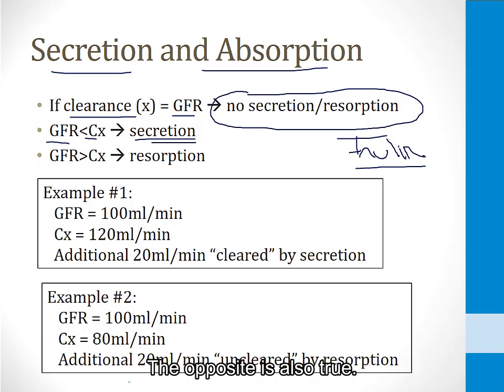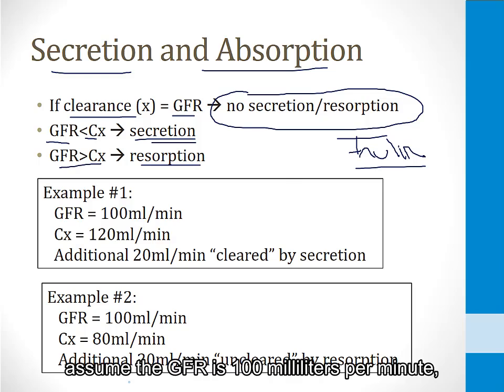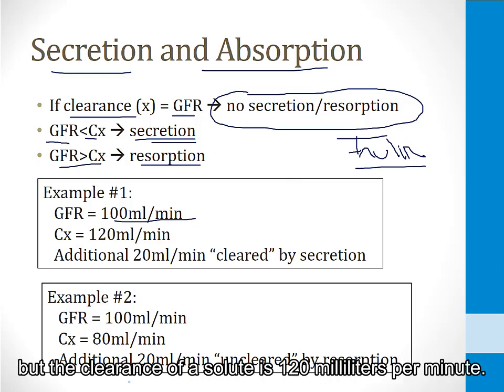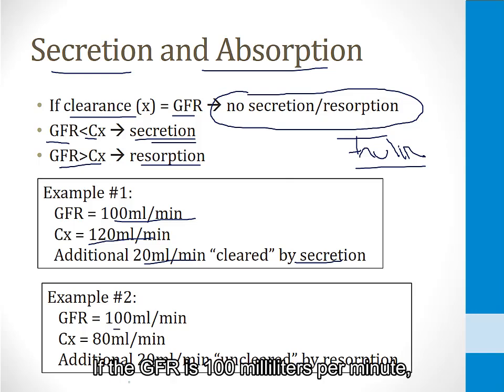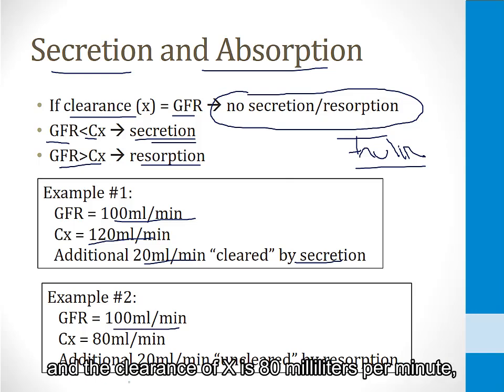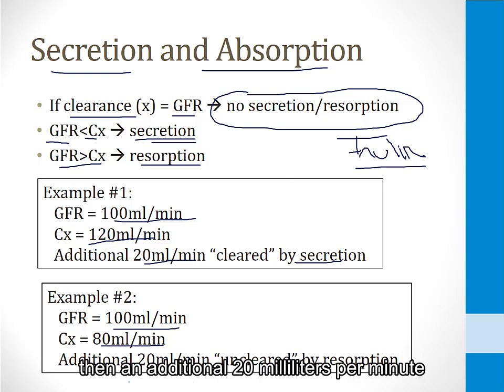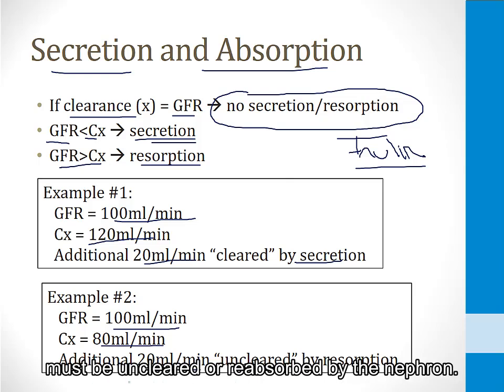The opposite is also true. If the GFR is more than the clearance, then there must be some reabsorption. So for example, assume the GFR is 100 milliliters per minute, but the clearance of a solute is 120 milliliters per minute. Then an additional 20 milliliters per minute must be getting cleared by secretion. The converse is also true. If the GFR is 100 milliliters per minute and the clearance of X is 80 milliliters per minute, then an additional 20 milliliters per minute must be uncleared or reabsorbed by the nephron.